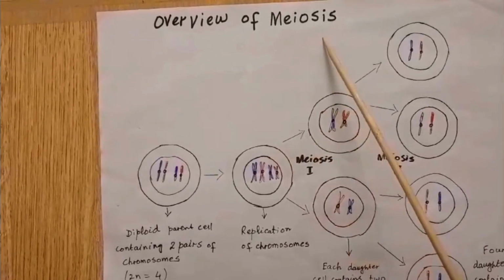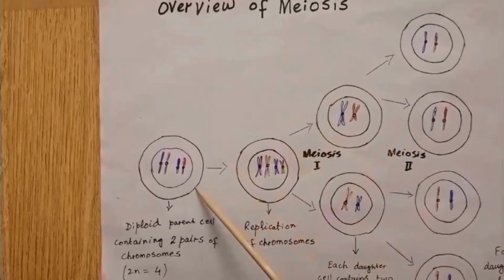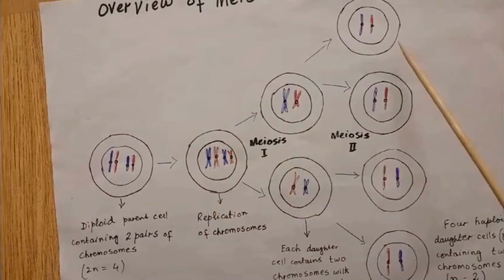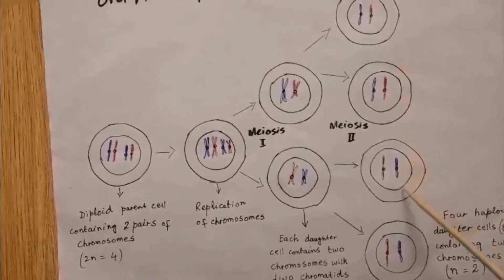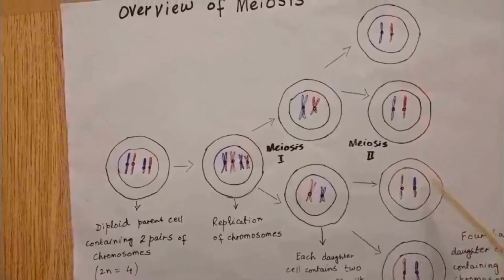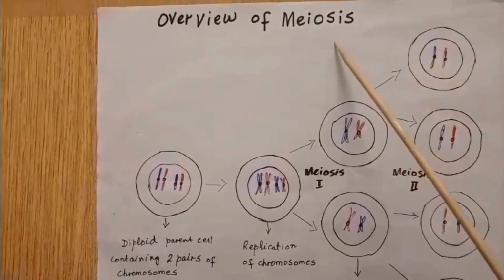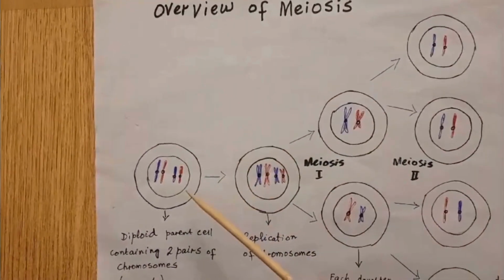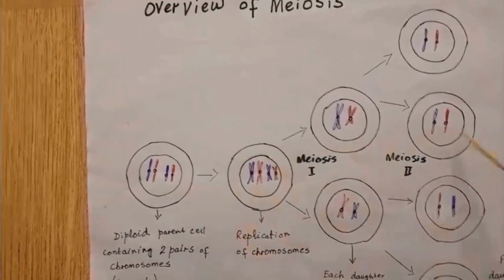Overview of meiosis. Parent cell with diploid number of chromosomes divides into 4 daughter cells with haploid number of chromosomes. So that's why meiosis is also called reduction division, as it reduces the number of chromosomes to half the number.